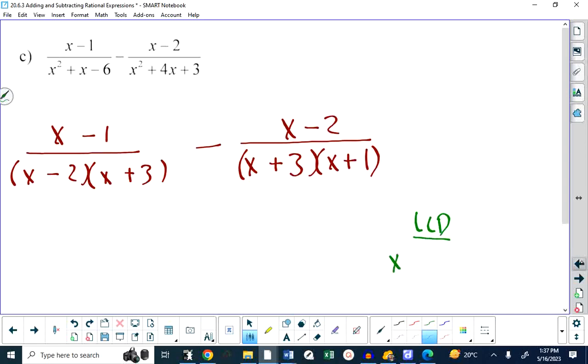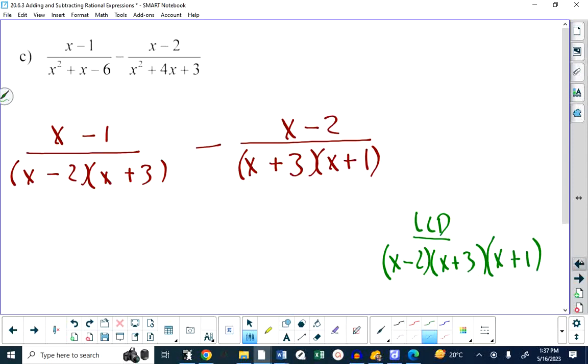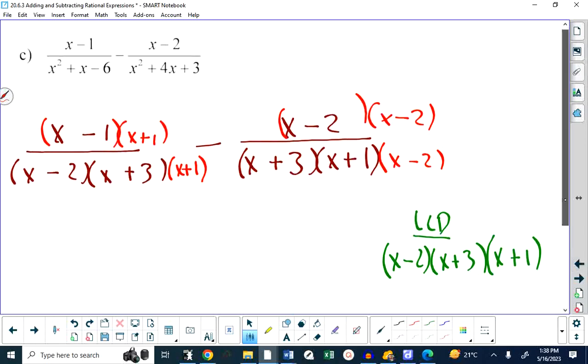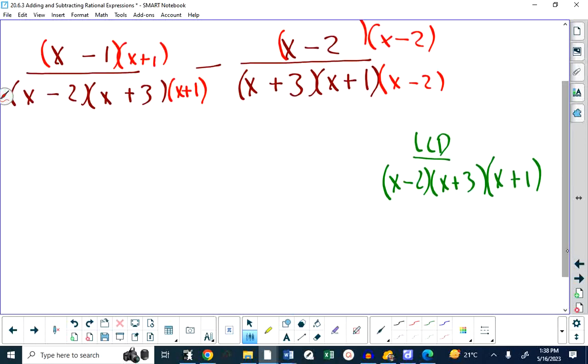Starting left to right, the lowest common denominator has to contain an x minus 2 and an x plus 3. Going to the next fraction, it has to contain an x plus 3, which it already does, and an x plus 1. This is our lowest common denominator, which means I need to multiply the top and bottom of this by x plus 1, the top and bottom of this by x minus 2. This whole beast is over x minus 2, x plus 3, x plus 1.